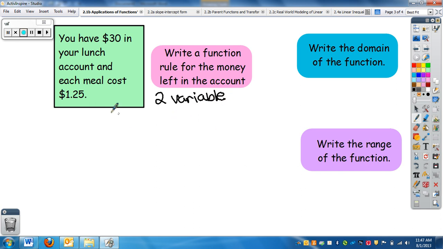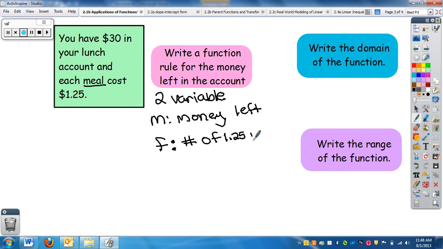So our two variables. So what can change? Well, we have the money left in the account. So I can go M, and that is money left. And then what's going to determine how much money is left? Well, that's how many meals you bought. Notice I can't use M again, so we're just going to go F for food in my head. But you could have picked a different variable. You could go X and Y if you love X and Y. And that is the number of meals. $1.25 meals.